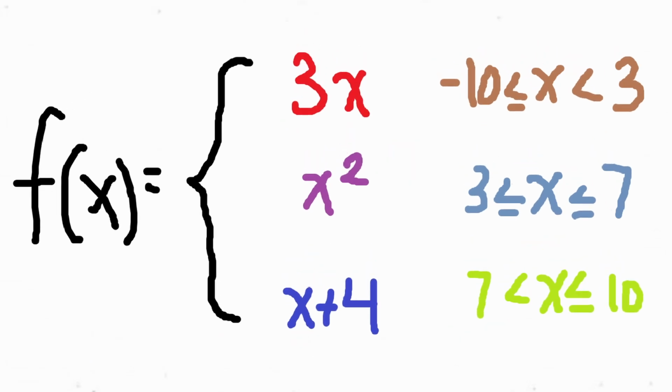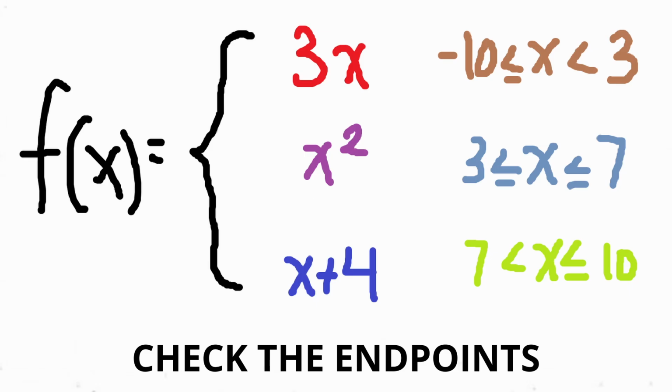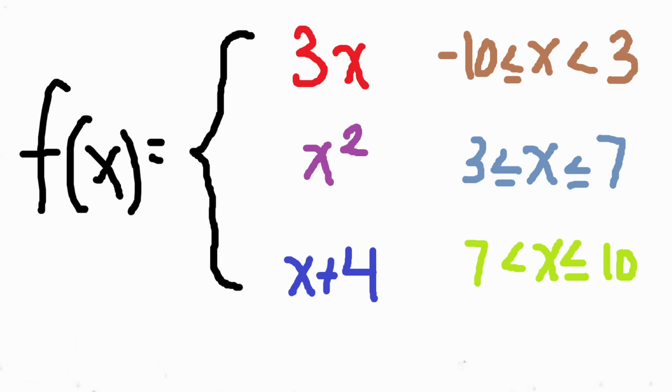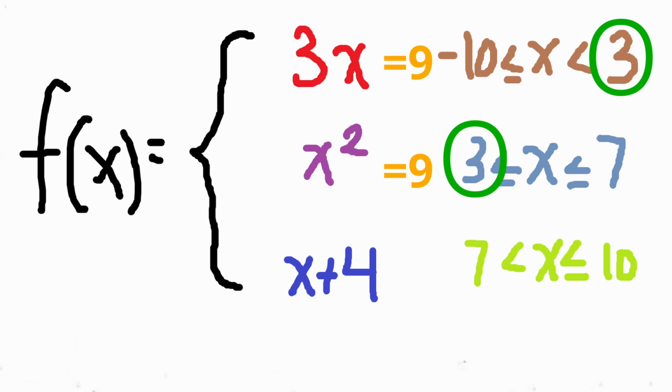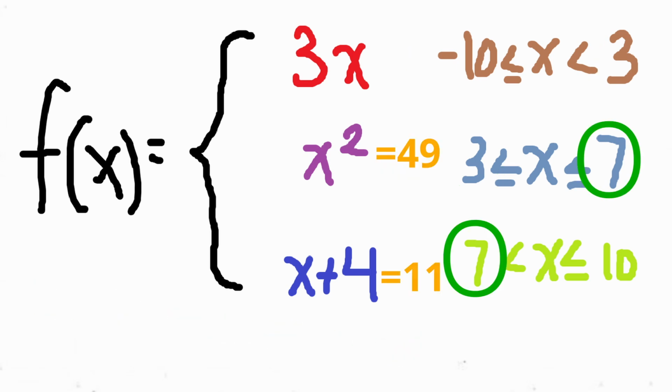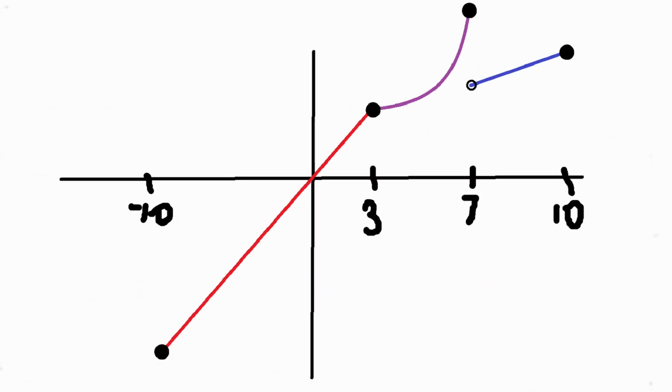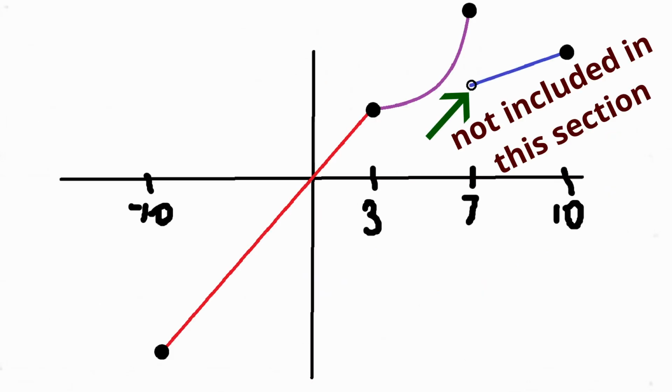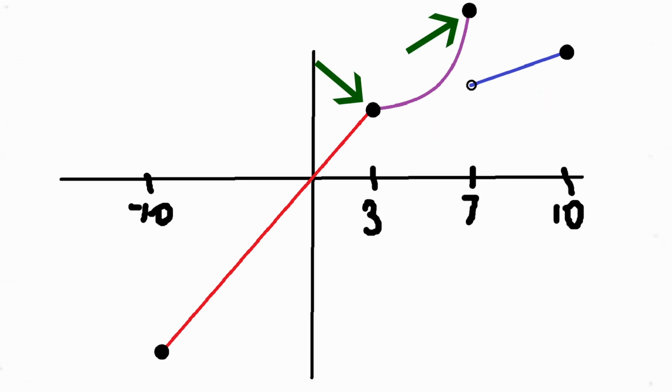In the case that you're asked if the function is continuous, just check the endpoints of the domain intervals. If the shared endpoint, in this case 3, gives the same output in both functions, then the function is continuous at that point. If not, then the function is discontinuous. This would be much easier to spot in a graph. The open dots show that the end value is not included in that specific subfunction, and closed dots show that they are.